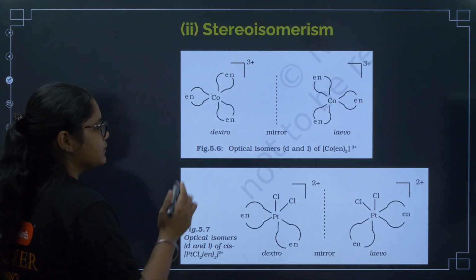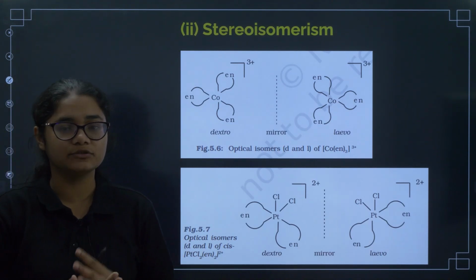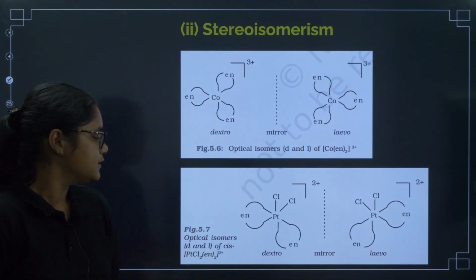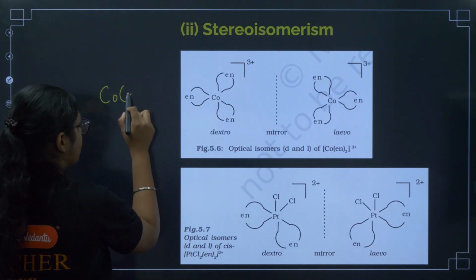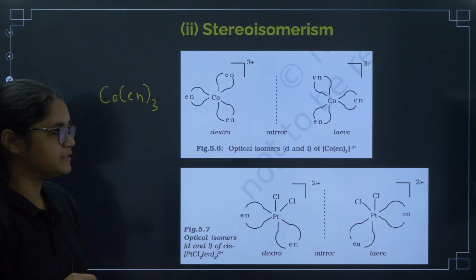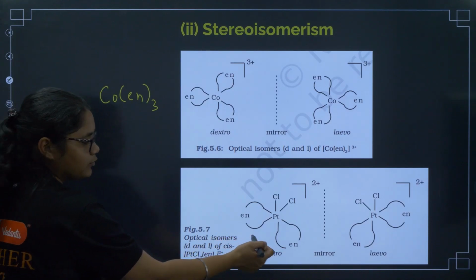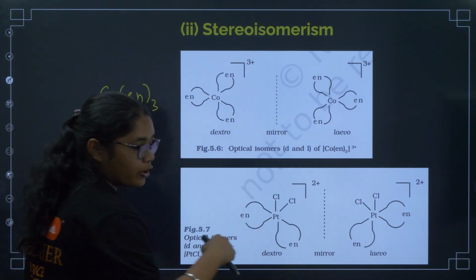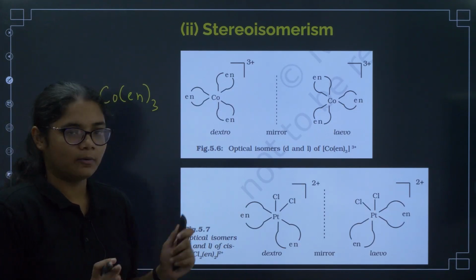So if you have non-superimposable mirror images, then they form enantiomers, right? So you can see here, this is like a form of Co(en)3. So these 2 are non-superimposable mirror images, so they will be our enantiomers. And now if you see this one, AA2B2 type, I told you, the cis form will be optically active, and the trans form will not be optically active.